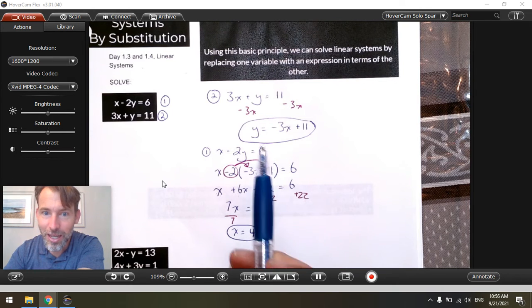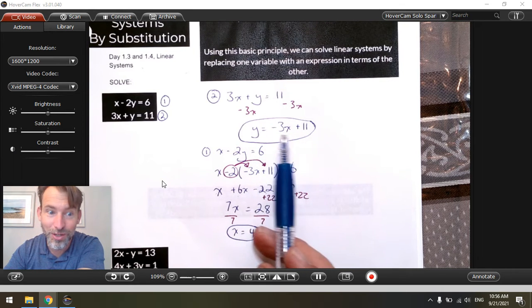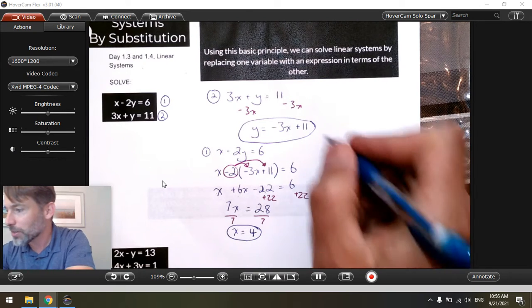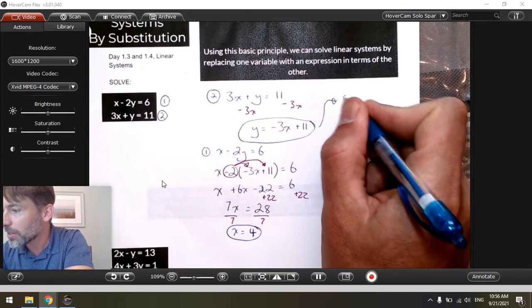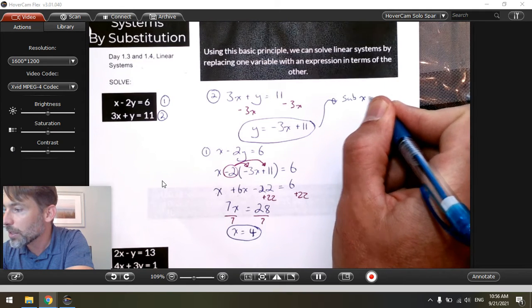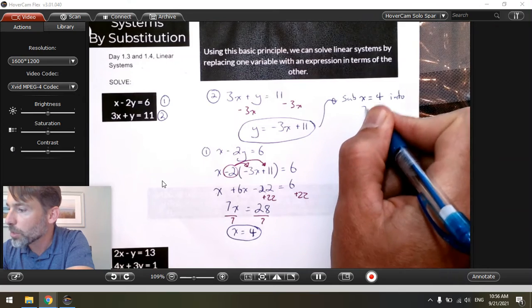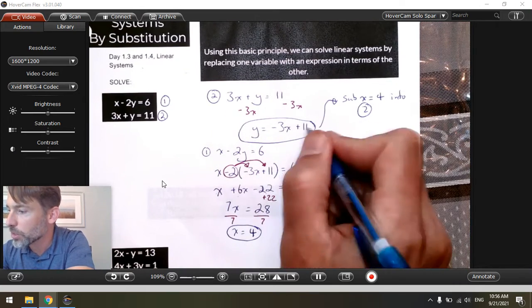So let's do that. And to be honest, this one that's already rearranged is going to be the easiest. So let's use that one. Okay, so now I'm going to take that and I'm going to sub x equals 4 into equation number 2. Okay, this is just a rearranged equation number 2.